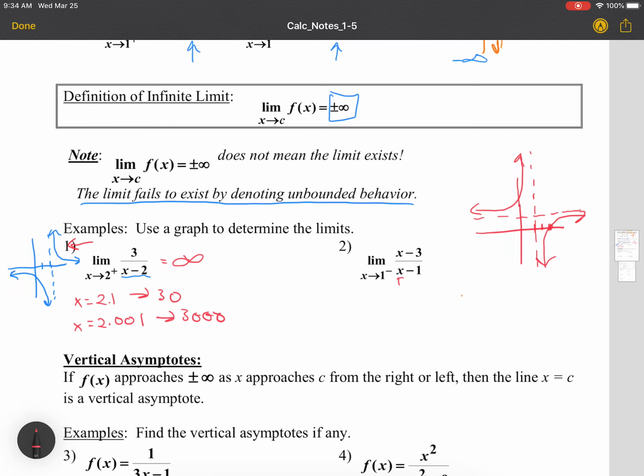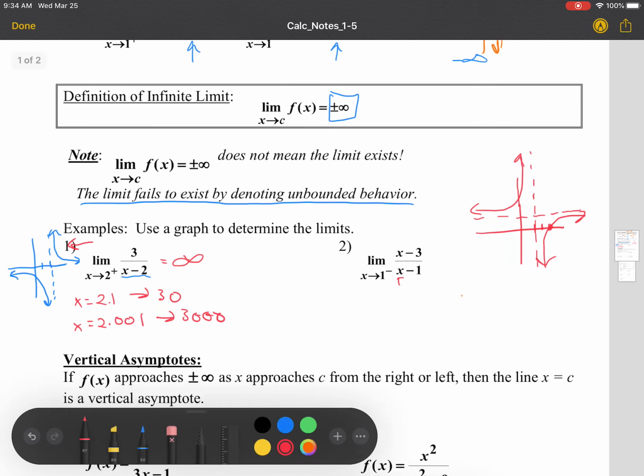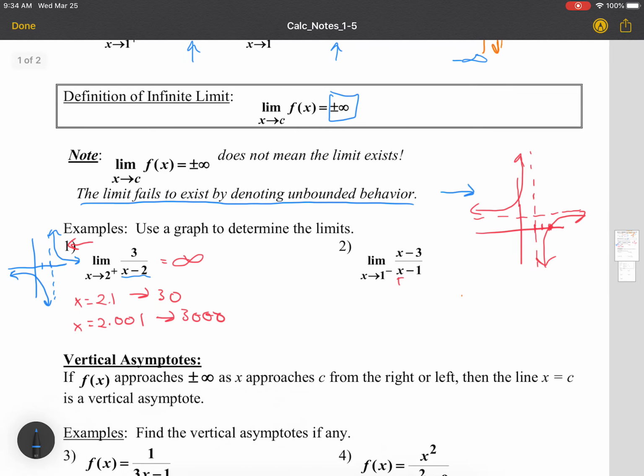Looking at our denominator, we know that it's going to be, well, looking at our graph, from the negative side, right? We're looking at it going that direction. We can see that it's going up towards infinity. Okay. We can test our points again. We have our x equals 0.9. Let's do an x equals 0.999.